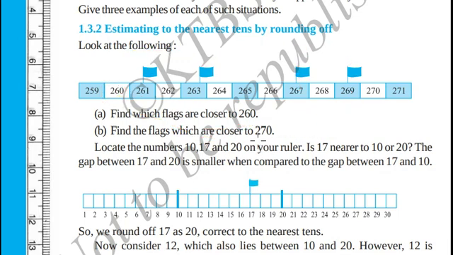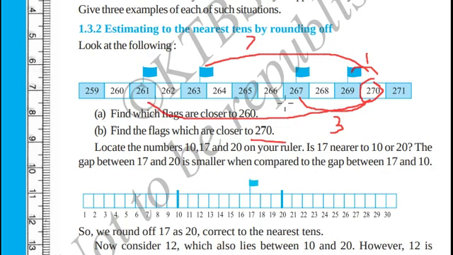But which flag is nearer to 270? Of course, 269 is closer to 270 because the difference is 1. The difference between 267 and 270 is 3. The difference between 270 and 263 is 7. The difference between 270 and 261 is 9. It is too far from 270. So 269 is closer to 270.